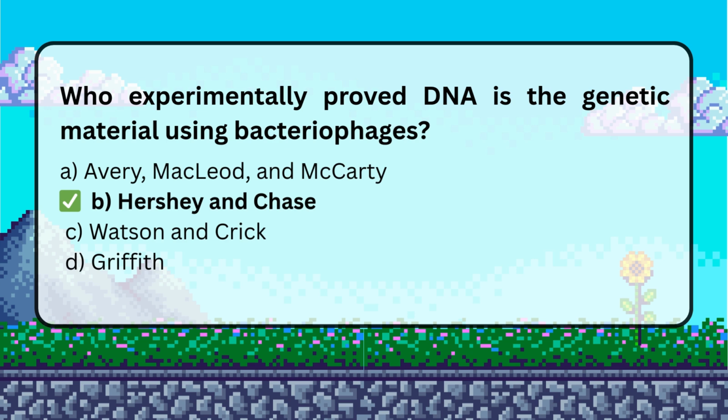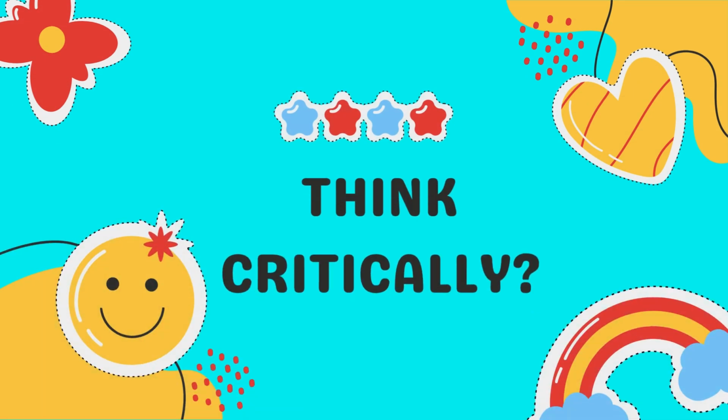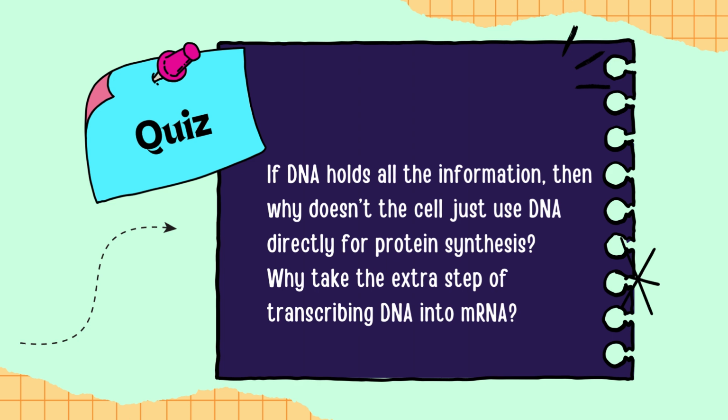Now that brings us to the end of this lecture. Now I am going to ask you a tricky question. Here's a question to leave you thinking. If DNA holds all the information, then why does the cell not just use DNA directly for protein synthesis? Why take the extra step of transcribing DNA into mRNA? This might seem like an inefficient detour, but it is one of the smartest strategies nature has evolved.